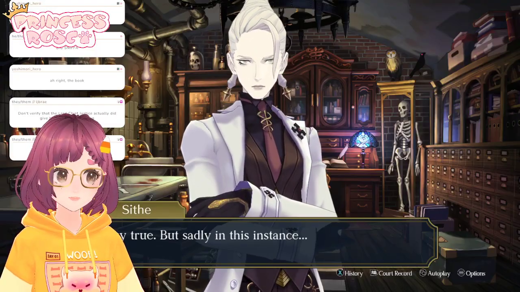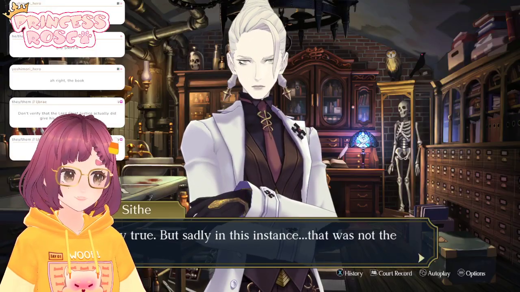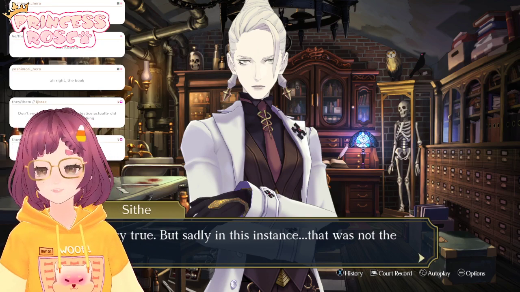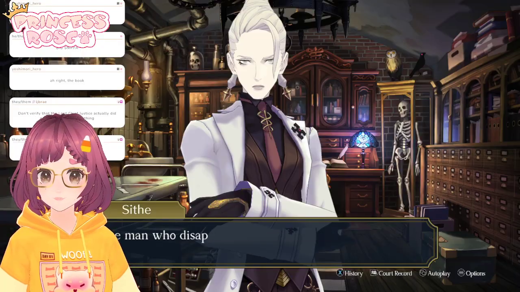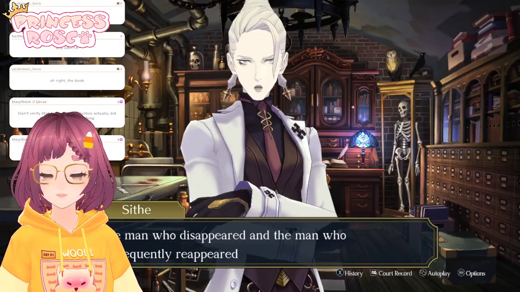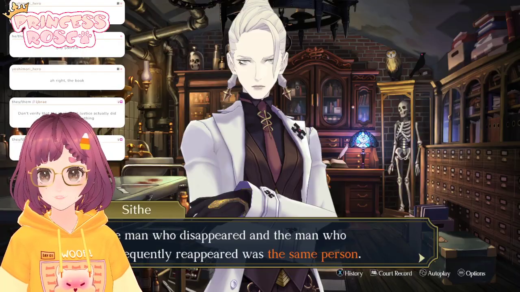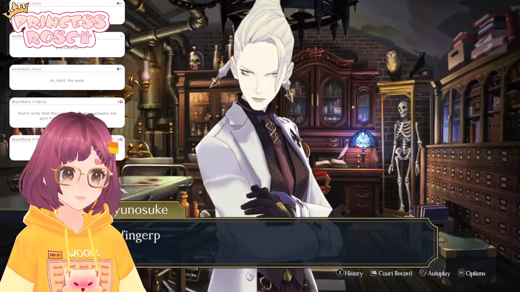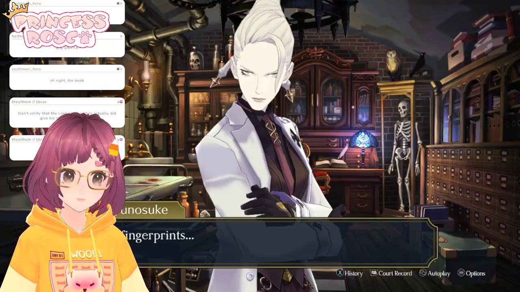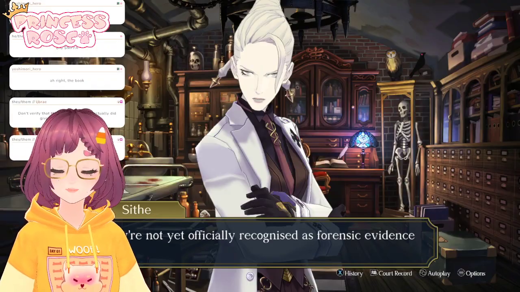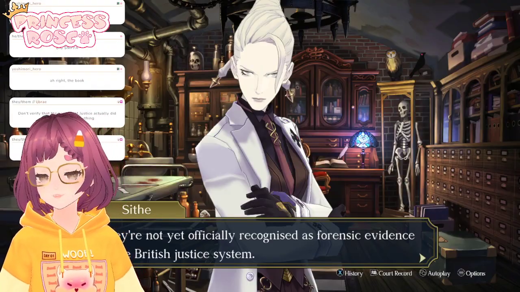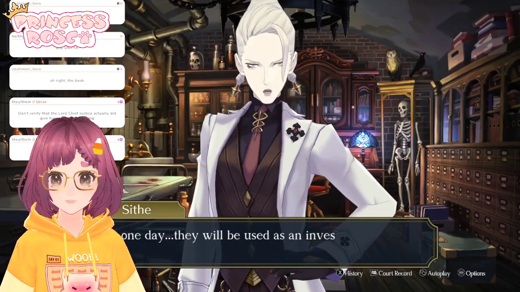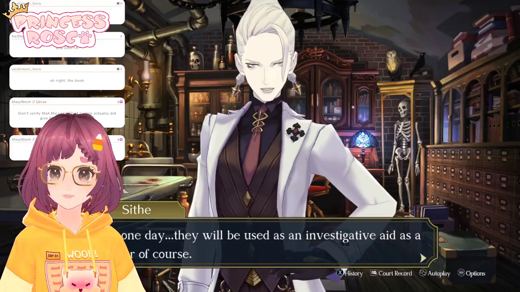Don't verify that the Lord Chief Justice actually did give his consent. Just spill all the information. Very true, but sadly in this instance that was not the case. The man who disappeared and the man who subsequently reappeared was the same person. The fingerprints at the scene make that quite evident. Fingerprints. They're not yet officially recognized as forensic evidence in the British justice system, but one day they will be used as an investigative aid as a matter of course.